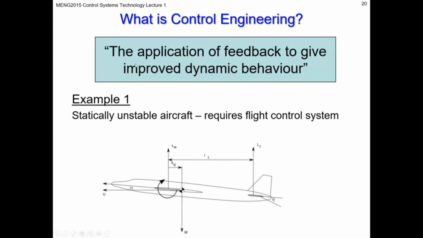And this is a control engineering definition here: the application of feedback to give improved dynamic behavior. So compared to an open loop system like what I just described, a feedback control or closed loop feedback system senses the current state, compares it with the desired state or the set point, which provides the feedback, which is the difference, and then based on that feedback it applies a correction or tells the system how to adjust. So here's an example: a fighter jet, a statically unstable aircraft.